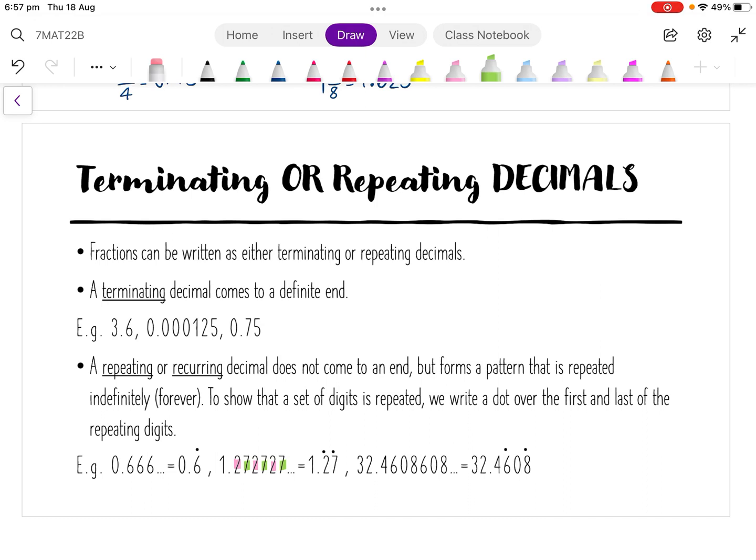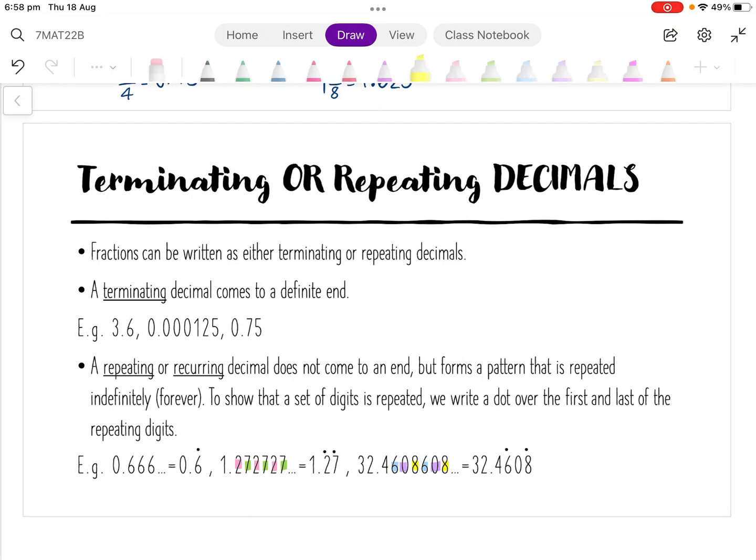In the number 32.4608, we can see that the 6 is repeating, the 0 is repeating, and also the 8 is repeating. So what we do is we write a dot over the first and the last of the repeating digits. So the 6 is our first repeating digit, and the 8 is our last repeating digit.